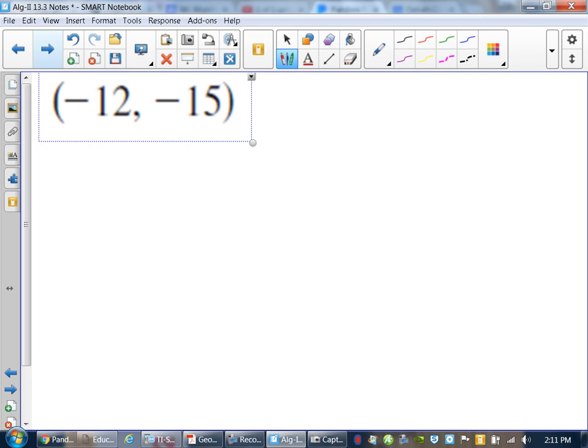So if I have negative 12, negative 15, what quadrant does that place you in? Quadrant 3, very good. Both the x and the y are negative in quadrant 3.